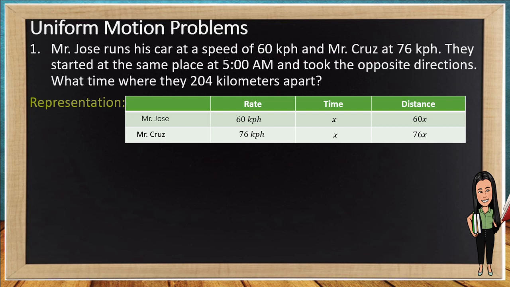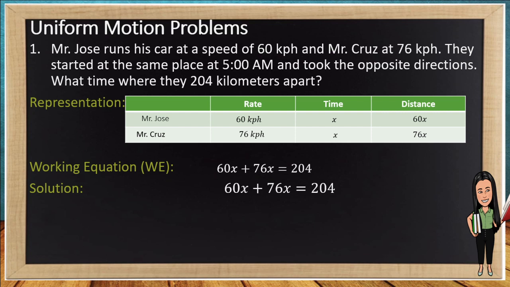So, ang question, what time were they 204 kilometers apart? Ibig sabihin, we need to get the distance traveled by both individuals and then get the sum. Para it should be equal to 204 kilometers dahil yun yung tinatanong sa question. So, we add and then solve na natin. So, it should be 136x equal to 204. Divide both sides by 136. Answer is 3 over 2 or 1.5 hours.